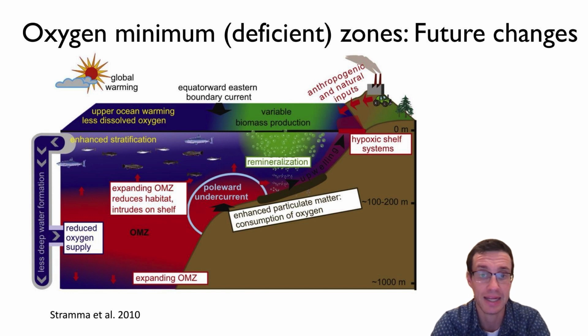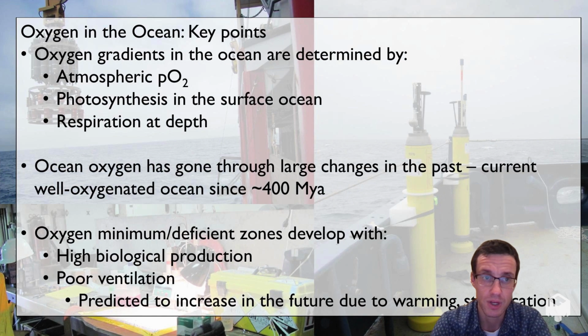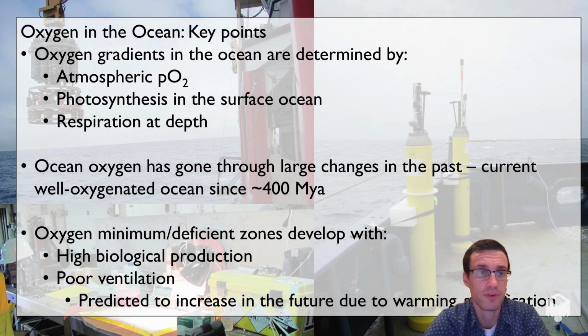So just to summarize, we've got a few key points here. One, oxygen gradients in the ocean are determined by a combination of your atmospheric partial pressure, photosynthesis in the surface ocean, and respiration at depth. Our ocean oxygen has gone through very large changes in the past, so our current well-oxygenated ocean has only been around for the last 400 million years or so, really since the rise of vascular plants on land.